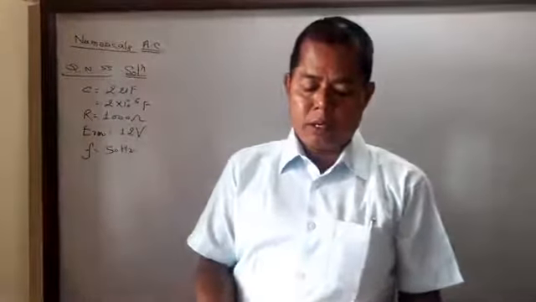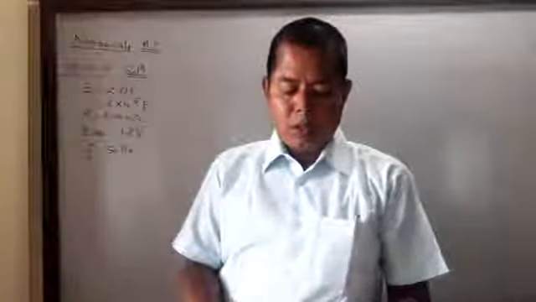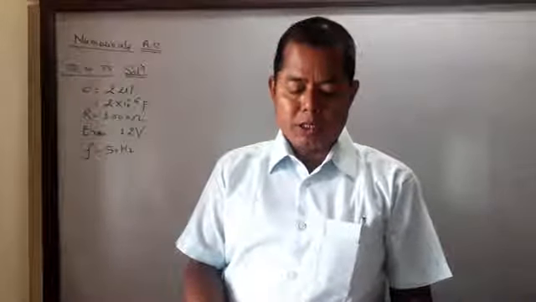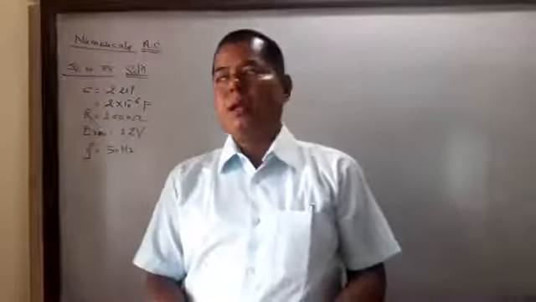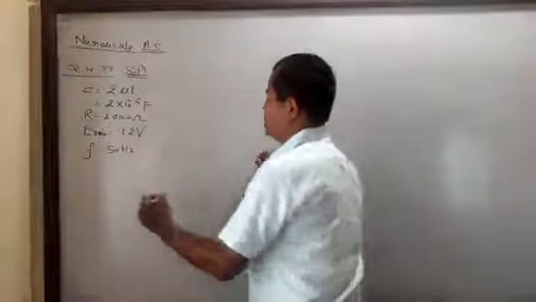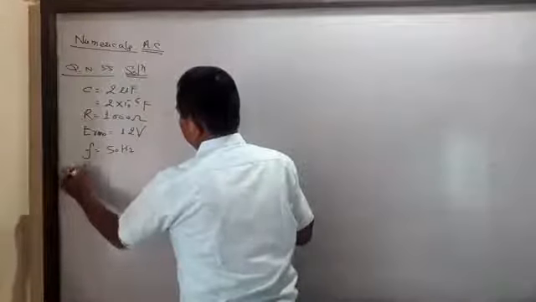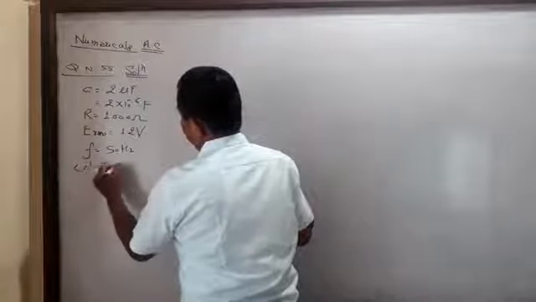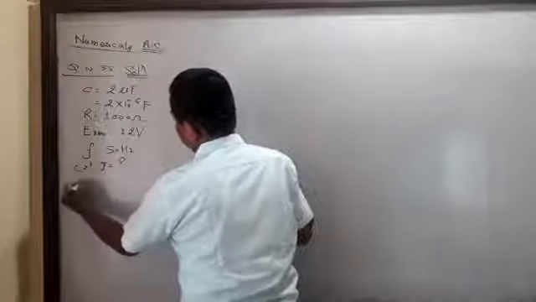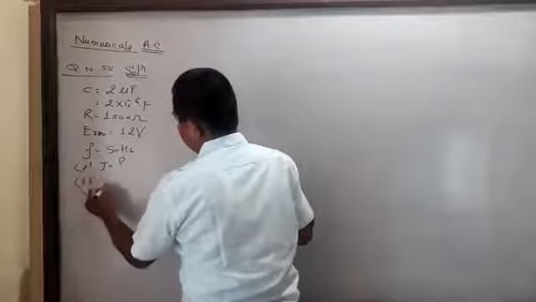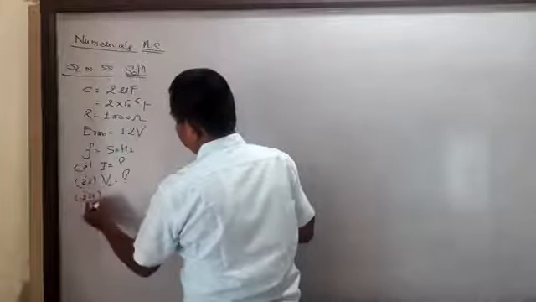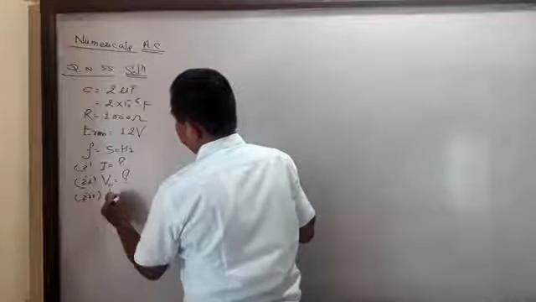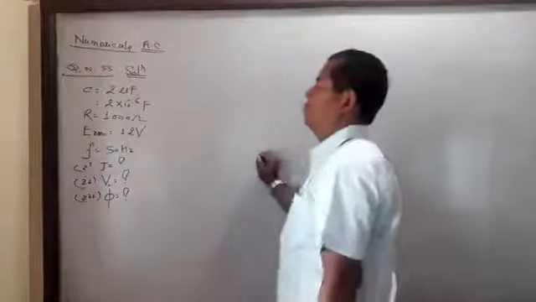Find the current flowing, the voltage across the capacitor, and the phase angle between EMF and current. There are three quantities we have to find. First one, current, I is equal to what? Second one, voltage across the capacitor, VC is equal to what? Third one is the phase angle between EMF and current, phi, that is theta, is equal to what?